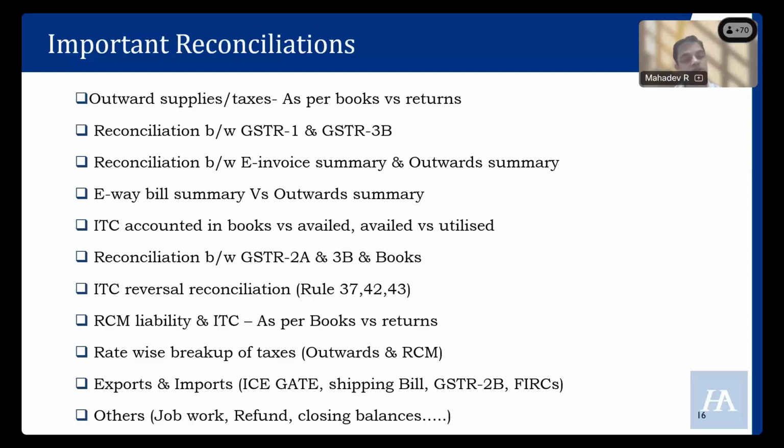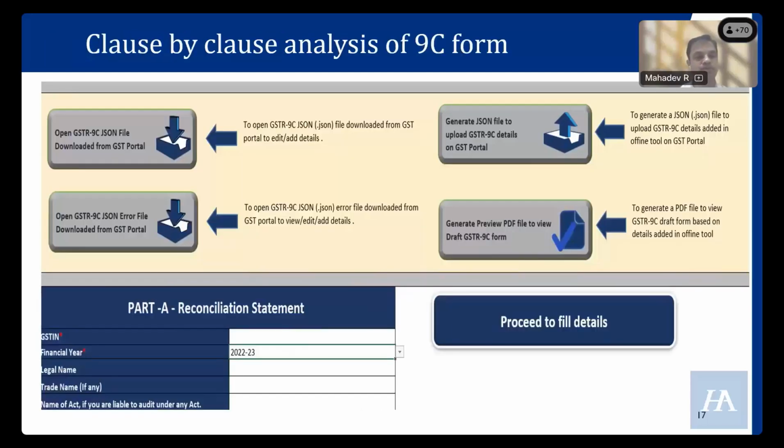Then reconciliation between your GSTR 2B and books of accounts. It is also something which is very important in order to find if any credits are missed out or if any credits have been wrongly taken.